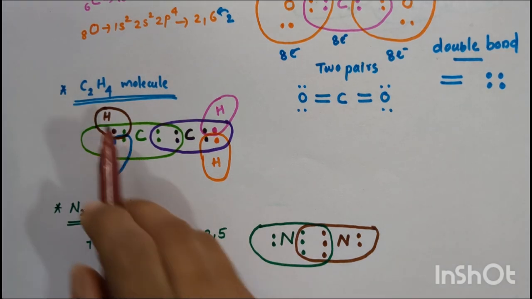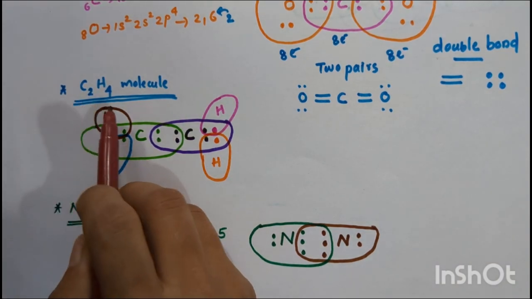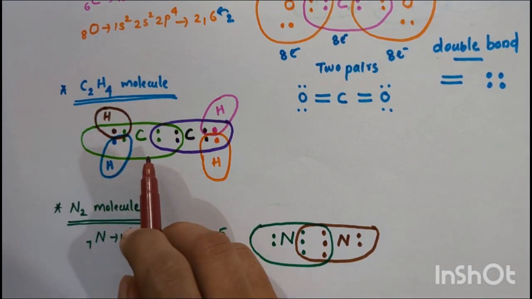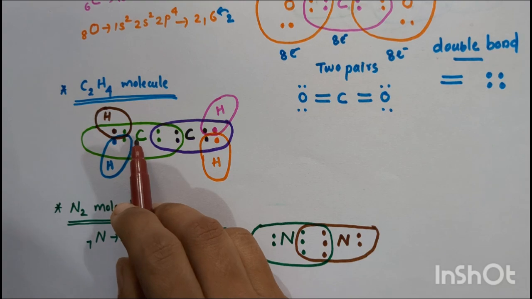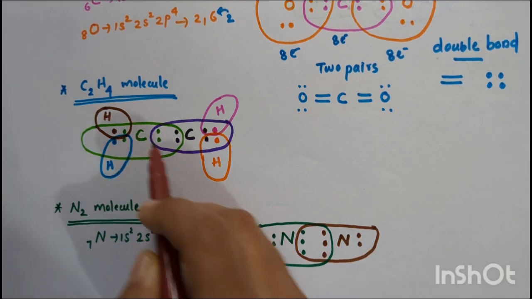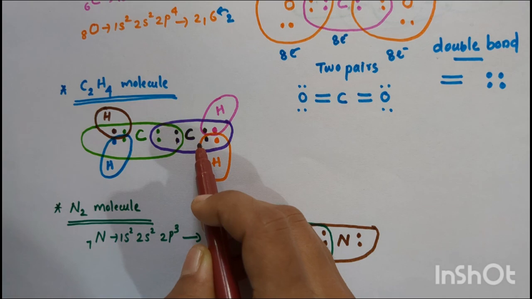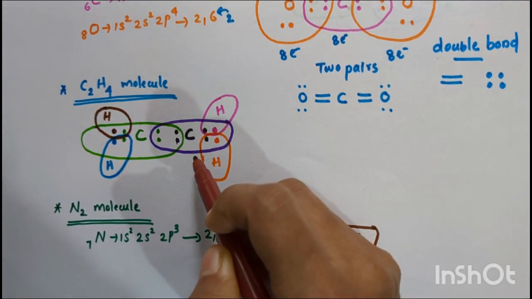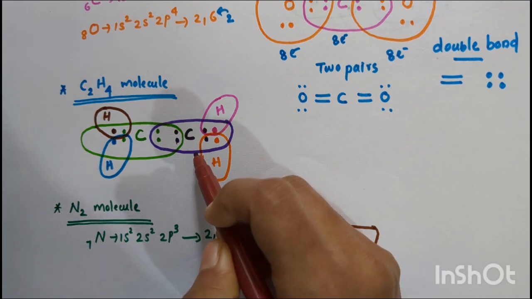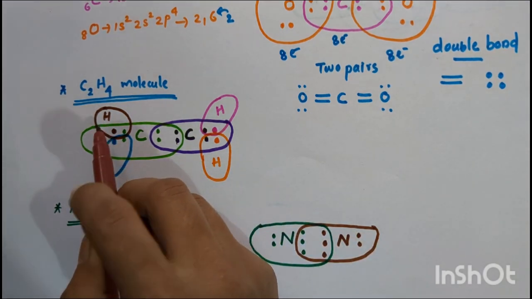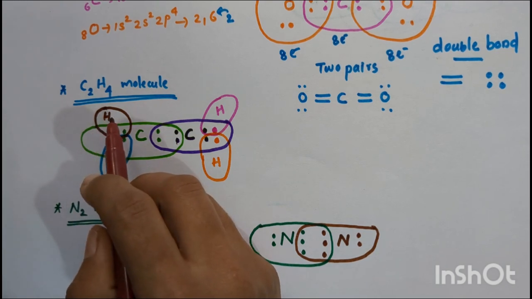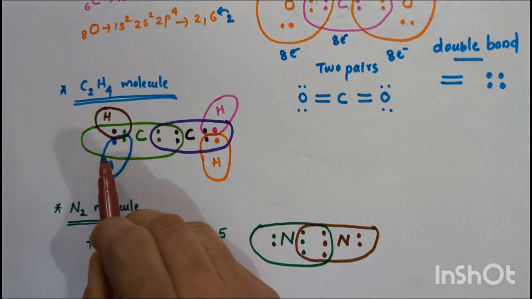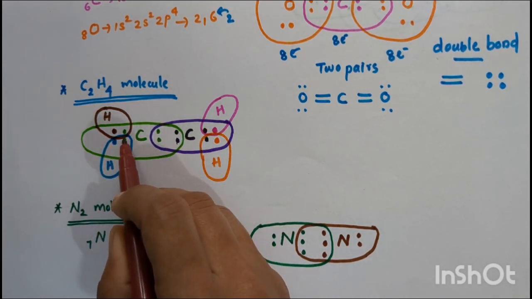Now let us consider the ethene, or ethylene, molecule, C2H4. When you consider the C2H4 molecule, we have 2 carbon atoms. This carbon atom has 4 valence electrons, and this carbon atom also has 4 valence electrons. There are 4 hydrogen atoms. Hydrogen requires 1 more electron to attain a stable electronic configuration, that is, when it gains 1 more electron, it attains the helium noble gas configuration. So this is how they share the electrons between them. You see, this carbon atom shares its 1 electron with this hydrogen atom.